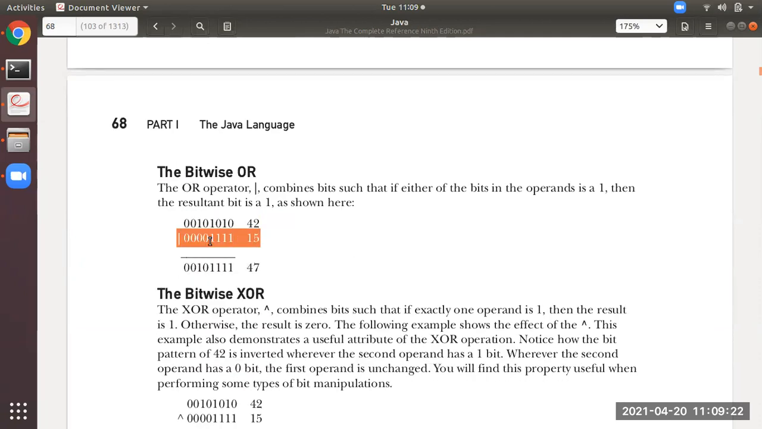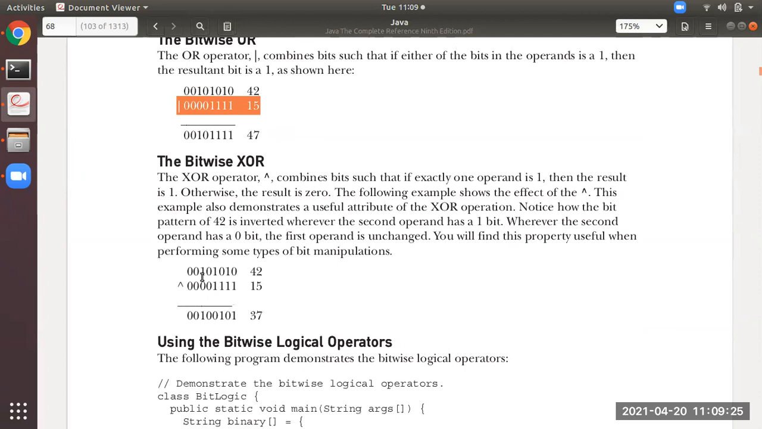Similarly, this is with OR. Students, please practice this. This is exclusive OR. Both the inputs are different.